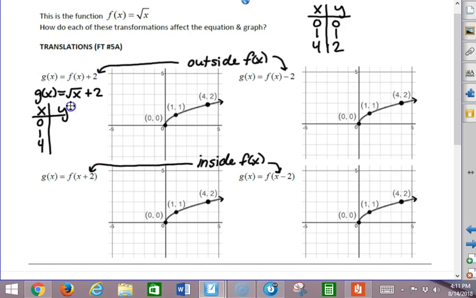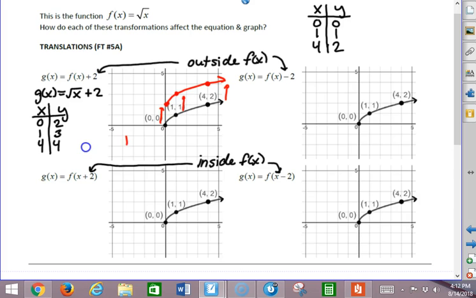So if x is 0, y is going to be the square root of 0 plus 2, which is 2. The square root of 1 is 1 plus 2 is 3. The square root of 4 is 2 plus 2 is 4. So the new points that I get from my transformed function are these points here, (0, 2), (1, 3), and (4, 4). Notice that the new graph consists of points that have just been shifted up 2 from the old point. So everything is going up 2.